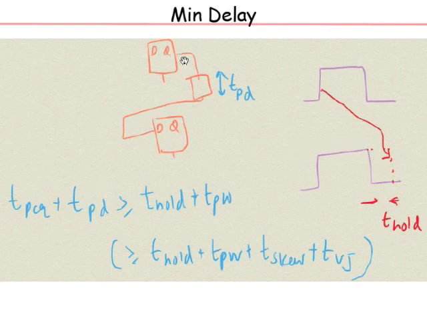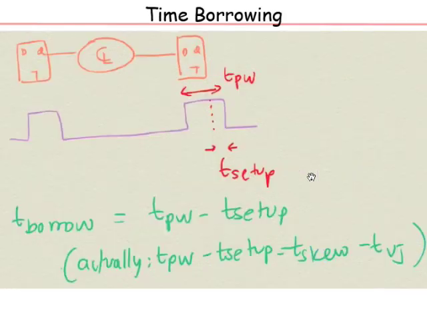So the minimum propagation delay from this flop has to be at least hold time plus the pulse width. So you see, time borrowing allows you to say, look, I want to do more time borrowing, so I'm going to increase my pulse width.